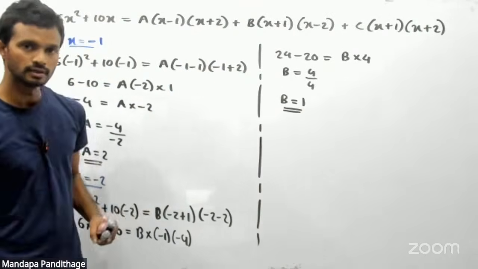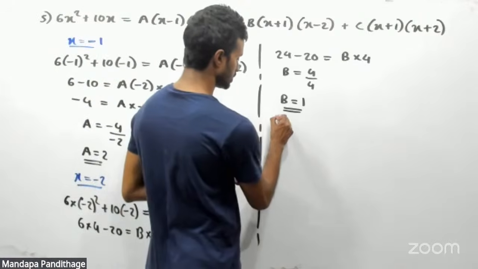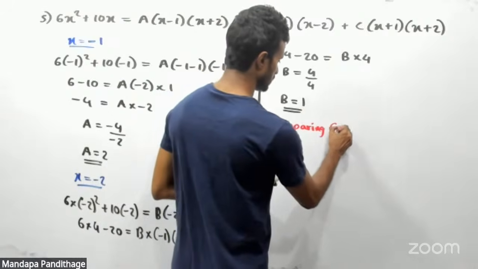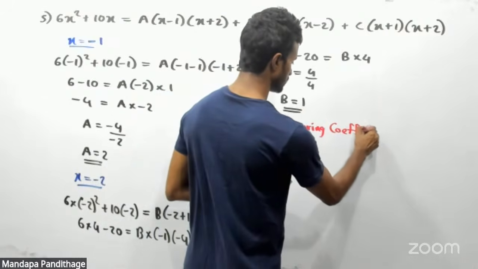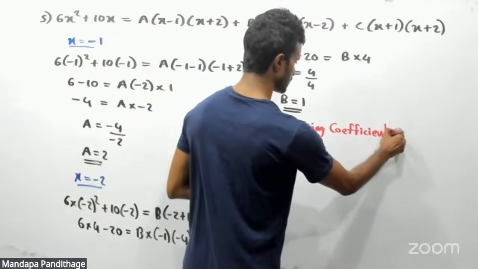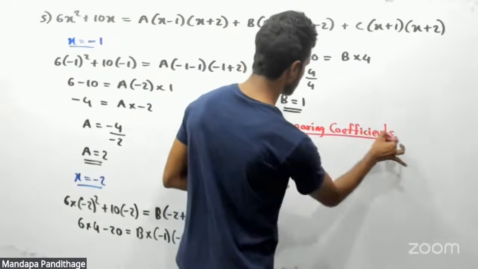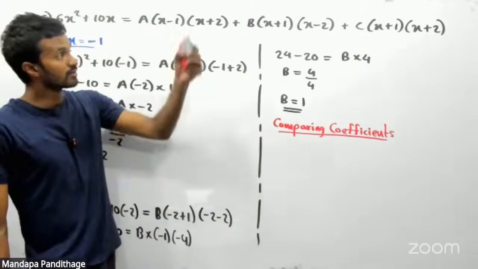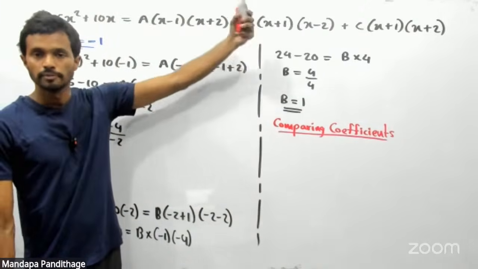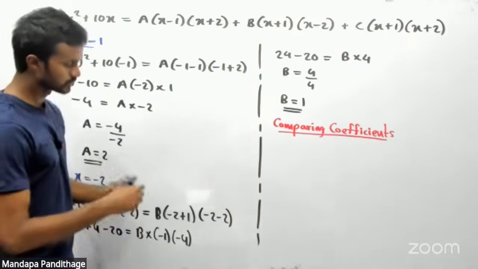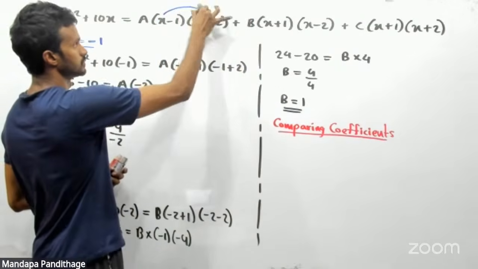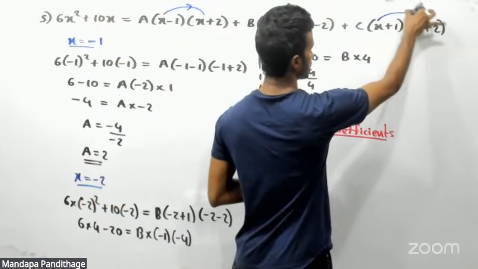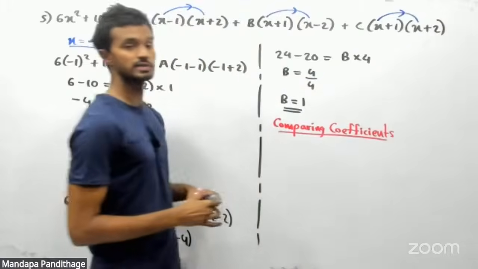And then I'm turning to comparing coefficients, because I can see there is no value such that A and B both disappear at the same time. So I'm moving on to comparing coefficients. I told you, you don't have to simplify this. Look at the places where you get x squared. You get x squared when you multiply these two, and when you multiply these two, and when you multiply these two.